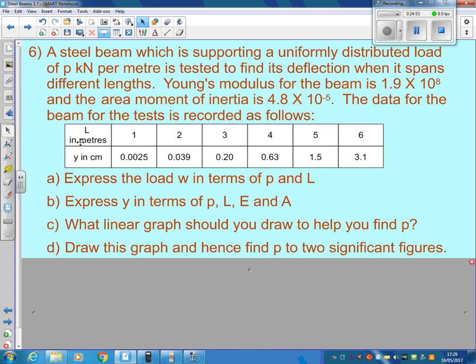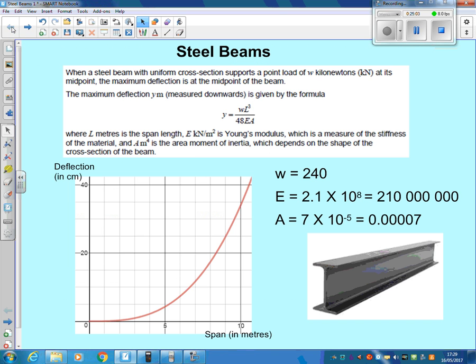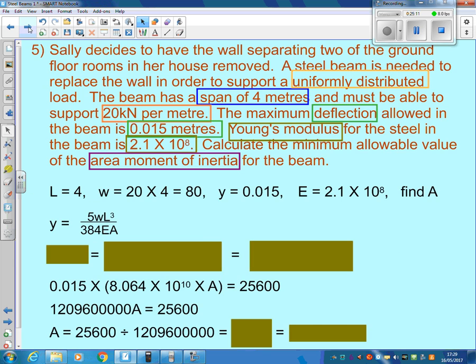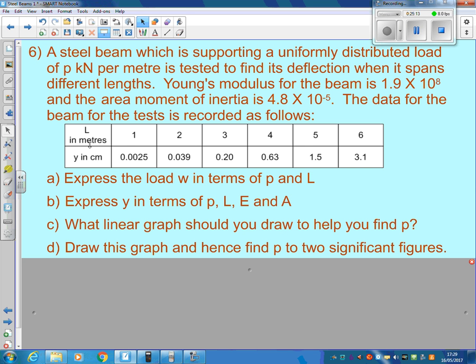So let's have a look. There's the L. Do notice this is in meters, that's in centimeters, and that will eventually cause us a problem, because when you look at the formula at the start, do you see that the y was measured in meters, not in centimeters? So eventually when we deal with this one, we're going to have to cope with the fact that's in centimeters. But for the moment, we don't need to worry.